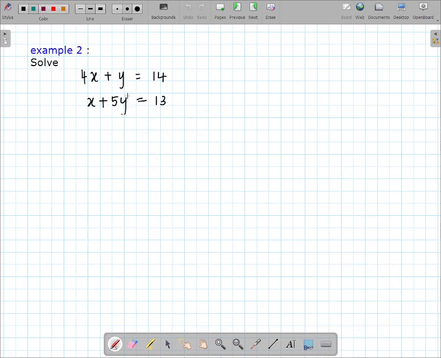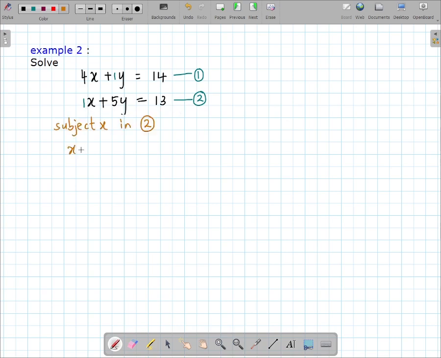Example 2, that is 4x plus y equals 14, x plus 5y equals 13. We need to find unit coefficient. We have here 1y, here 1x. We can select here y or here x. First name the equations. 1, 2. So I'll take the second one and subject x.